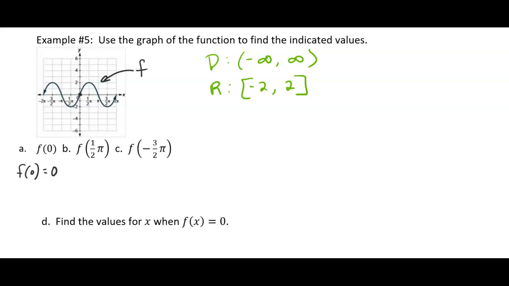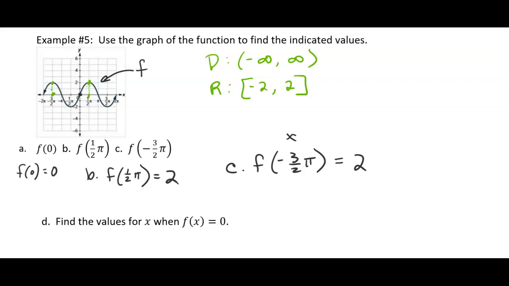Now let's look at another one, f of 1/2 pi. You go to 1/2 pi on the graph on the x value, and then you read to where the graph is. In this case, it's reading up there to 2, so this is part B: f of 1/2 pi is equal to 2. And then C, I'll just recopy it here, f of -3/2 pi. Now this is your x value, so you go over to -3/2 pi, which seems to be right there, and you read to the graph. It looks like it also goes to 2, so that also equals 2.